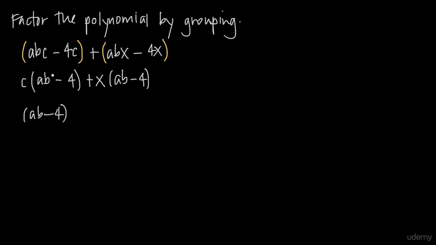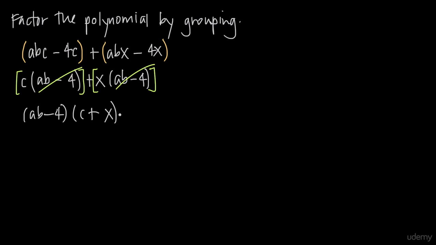And what's left when we take ab minus 4 out of each term? Well, if we look at this term, and we take out the ab minus 4, we're just left with c. So we want to say ab minus 4 times quantity c. We keep the plus here. And then when we look at the second term here, we have x times quantity ab minus 4. We take out the ab minus 4, and we're just left with the x. So we have c plus x. That's all that's left over.